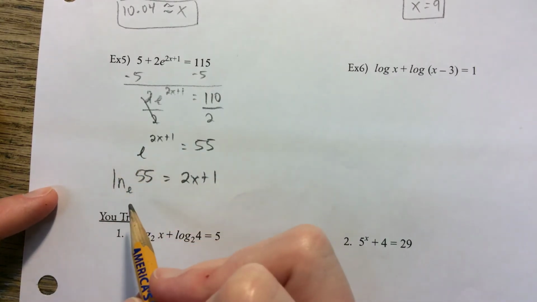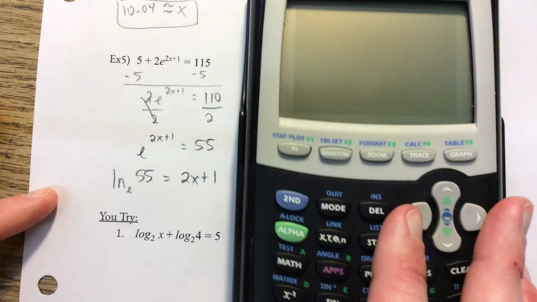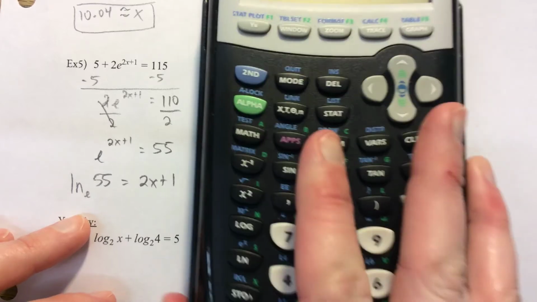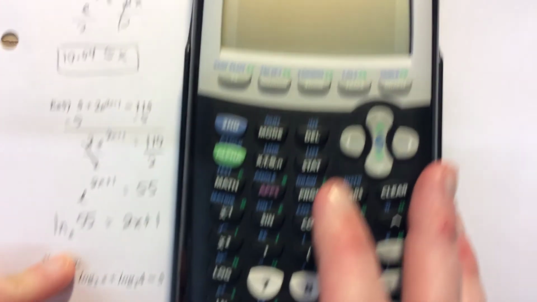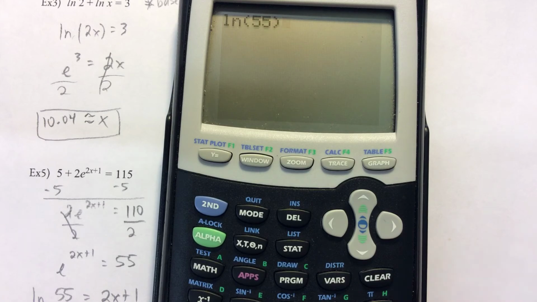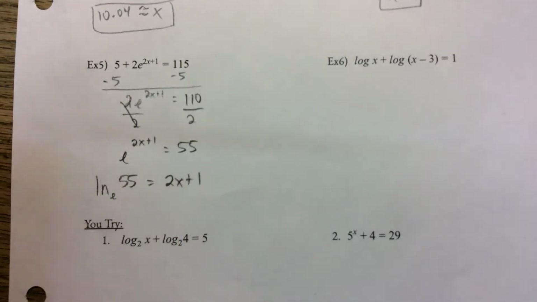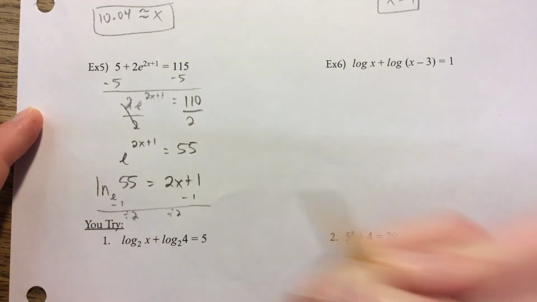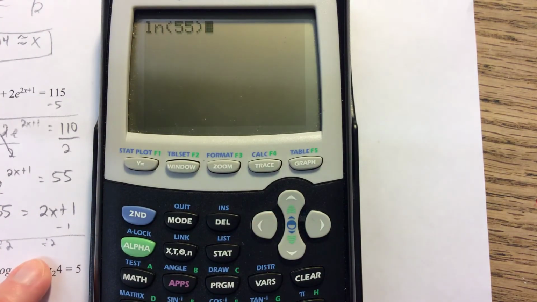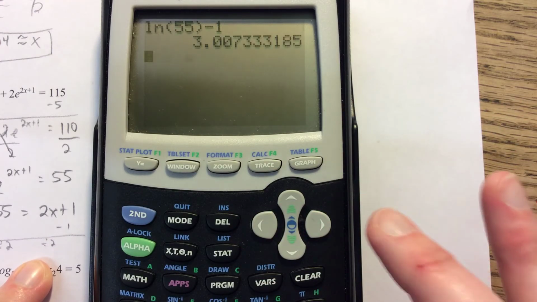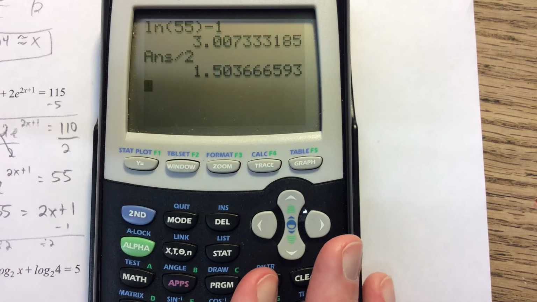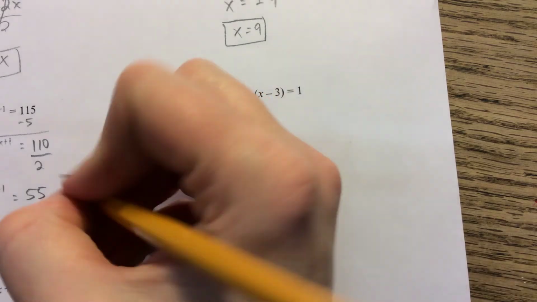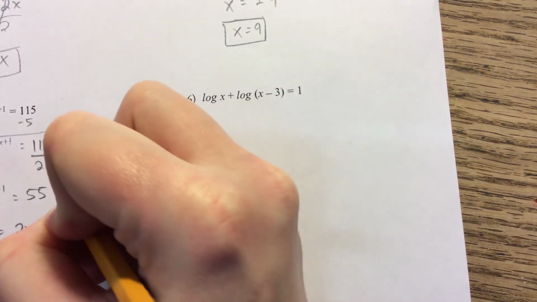Now this is just something that we type into the calculator. So on here, I would use my natural log button, which is automatically base e, and put 55. Now if I look at what I would be doing to solve this, let's look back here. I would be subtracting 1 and then dividing by 2. So if I do that all at once on the calculator to get a more accurate answer, I'm subtracting 1. I should have parentheses around this, so I'm going to do that. And then divided by 2. We're at about 1.5 for that. So x is about 1.5.